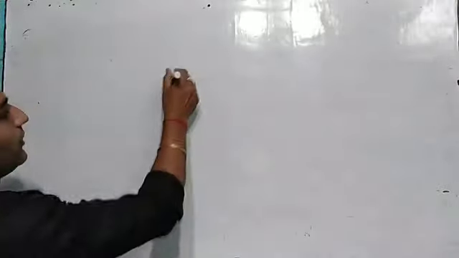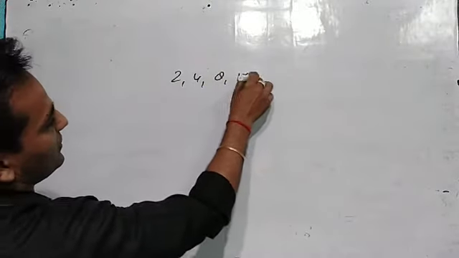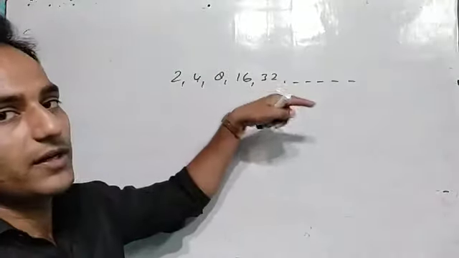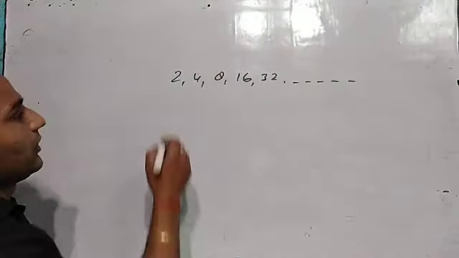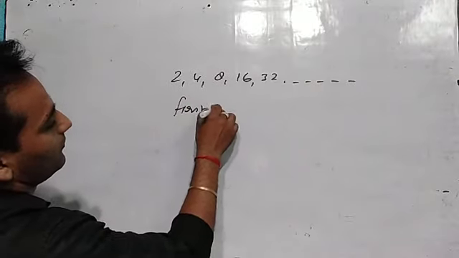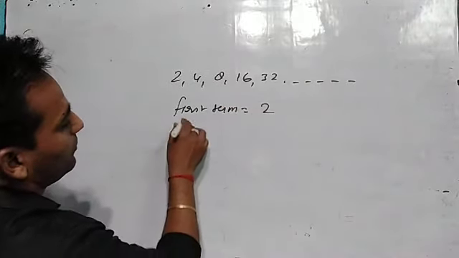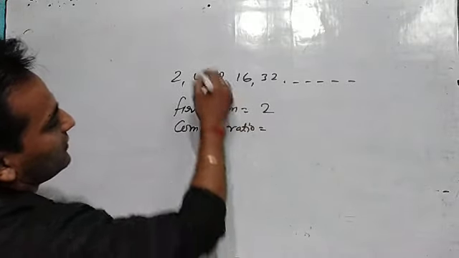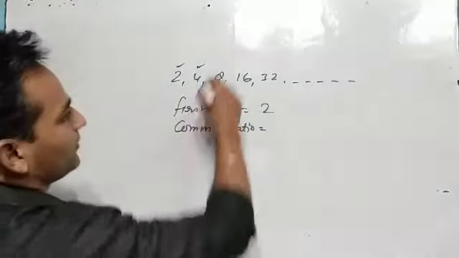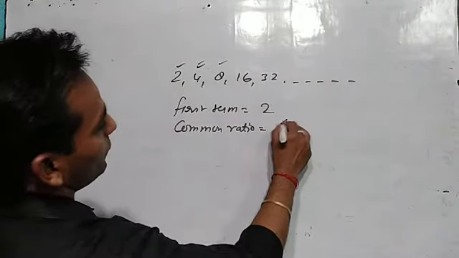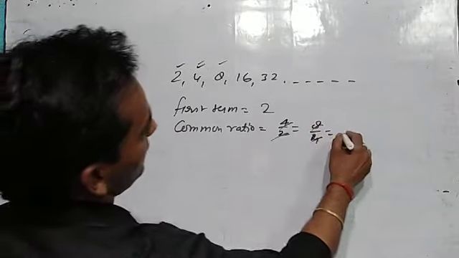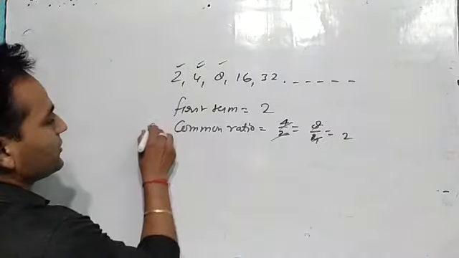If we take some examples on GP series, just like I have taken 2, 4, 8, 16, 32, this is a GP series. Why is this a GP series? Because 2 is multiplied by each number. Okay, now we have the first term 2. We have to find a common ratio, then the common ratio will be second term upon first term or the third term upon the second term. So 4 upon 2, or we can write 8 upon 4, the common ratio is 2.